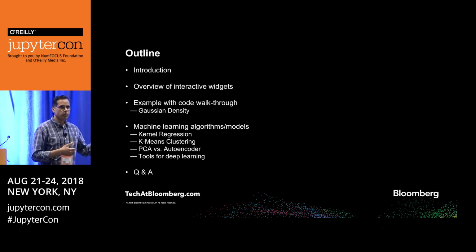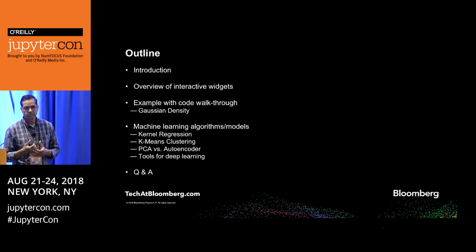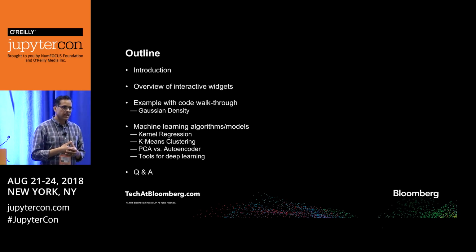And then we'll go through a few machine learning examples and algorithms. I'll start with theoretical machine learning examples like kernel regression. We'll see how interactive visualizations can help us better understand and interpret these models. And we'll also see the impact of hyperparameters on the regression fit. And then I'll show a nice animation of k-means clustering. Both these examples are implemented in NumPy, right in the notebook.